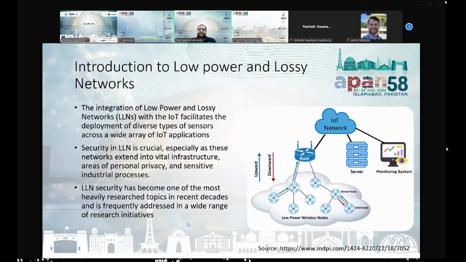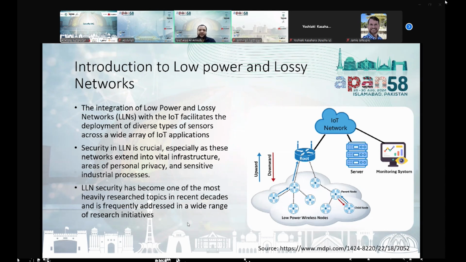To continue, we have a technique here called the low-power and lossy network, which is considered the backbone of the IoT network. In this network, the Internet of Things sensors are organized in a form called the low-power and lossy network. The integration of the low-power and lossy network with the Internet of Things enables the IoT to facilitate a wide diversity of types of sensors across a wide array of IoT applications. So the security here is crucial. Why is it crucial? Because these types of networks extend to vital infrastructure, areas of privacy, and sensitive industrial processes.